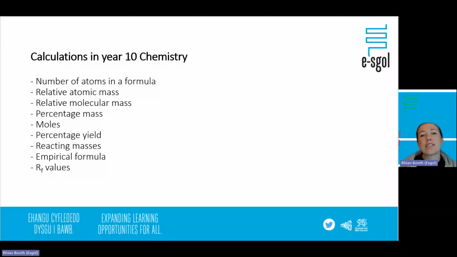So this is just a list of some of the calculations we will be covering in the session today. Number of atoms in a formula, the relative atomic mass, relative molecular mass, percentage mass, moles, percentage yield, reacting masses, empirical formula, and RF values.